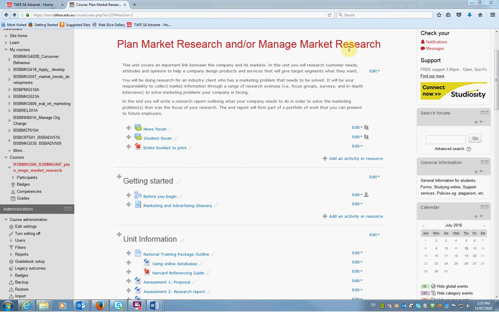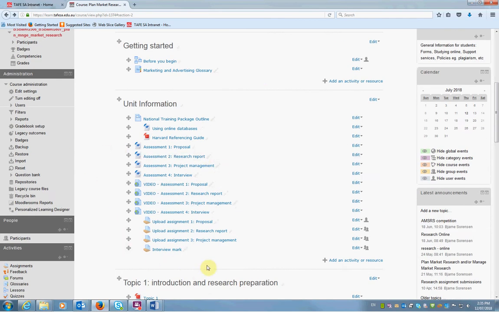and/or Managed Market Research. You may do one or both of these subjects at the same time. When you complete the assessment, you will cover the learning criteria for both subjects.